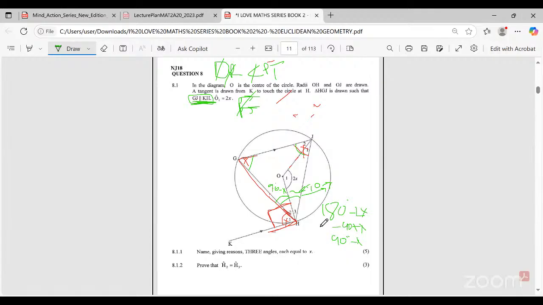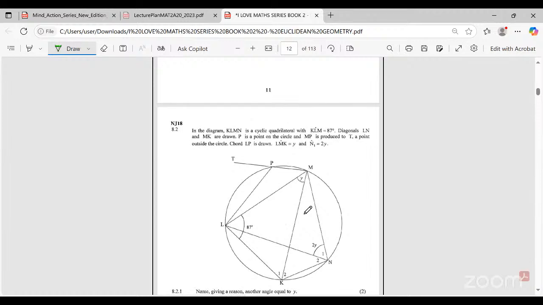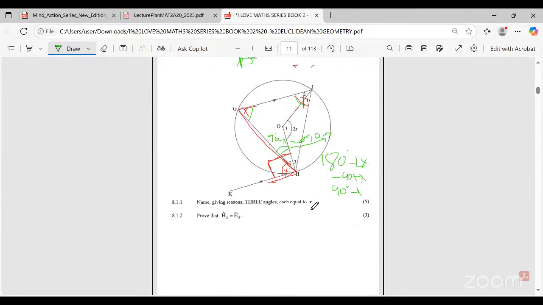Does it make sense? Yes, sir. Are you sure? Yes, sir. Okay. Any question? No, sir. Okay, and let's end here for this part of grade 11 Euclidean geometry.